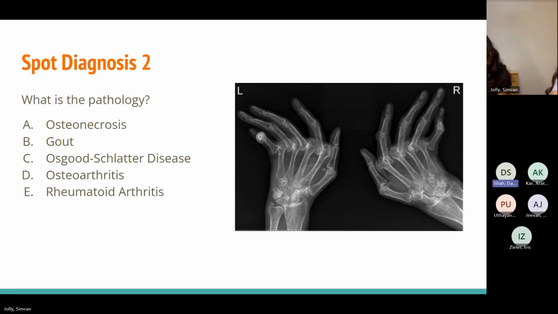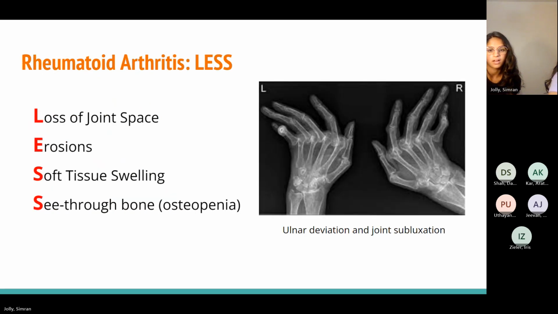Is it rheumatoid arthritis? Yeah. Would you like to explain why you think it is that? Is it subluxation? Yeah, so the main thing you can see in this one is ulnar deviation and joint subluxation.